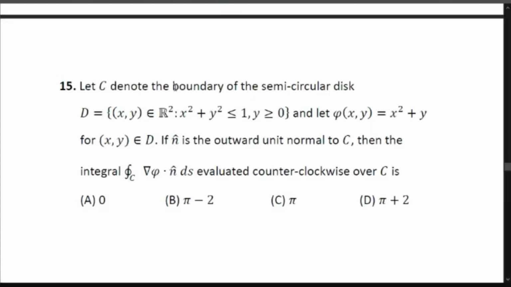Let C denote the boundary of the semicircular disk {(x, y) such that x² + y² ≤ 1 and y ≥ 0}, and let φ(x, y) = x² + y for (x, y) in R². If n is the outward unit normal to C, then the integral over C of ∇φ · n ds, evaluated counterclockwise over C, is. So you have to find out the value of the integral.